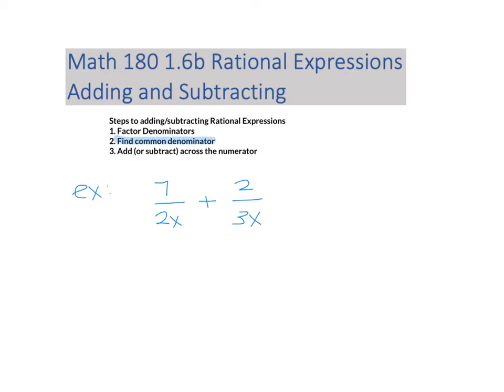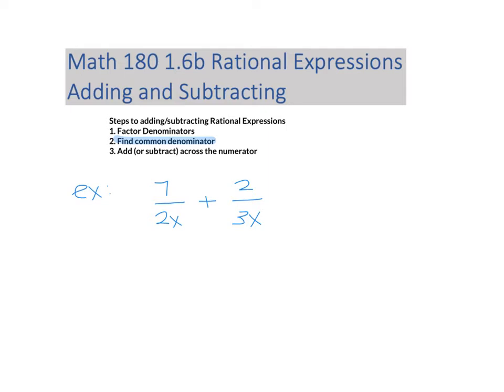The steps of adding and subtracting rational expressions are as follows. First of all, we want to factor the denominators if possible. And then with those factors, we find the common denominator between the two, or sometimes it could be more, rational expressions. Once we get that common denominator, which is most of the effort in these kinds of problems, we will add or subtract just across the numerator. So let's look at this example.